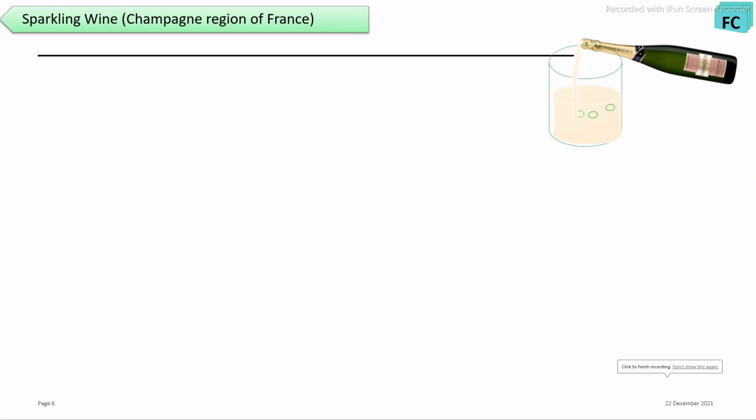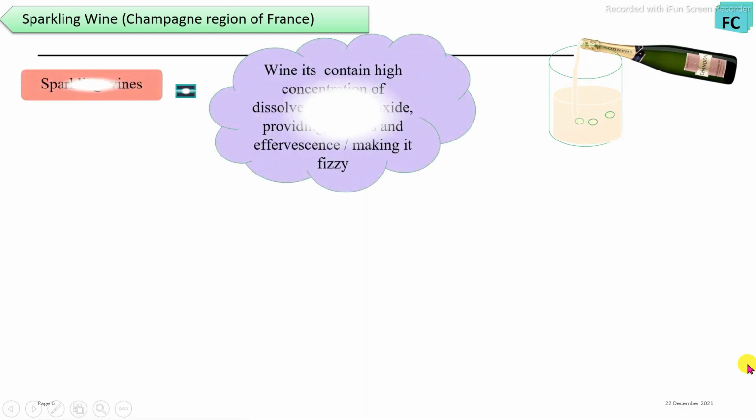Sparkling wine is also called champagne wine. It originates from the Champagne region of France. When we open a sparkling wine bottle, the wine sparkles because it contains more carbon dioxide. The carbon dioxide formed in the secondary fermentation process is internally compressed during fermentation, and this dissolved carbon dioxide gives the wine its sparkle.